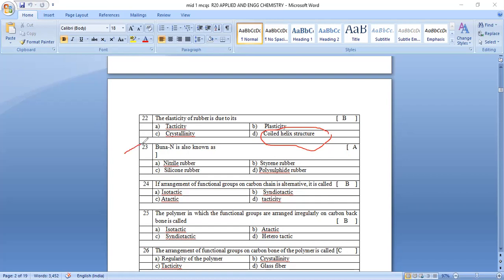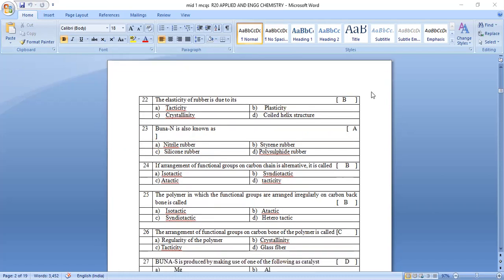Next, question number 23. Buna-N is also known as nitrile rubber. Buna-N means nitrile rubber. The point is: Buna-N is known to be the nitrile rubber.